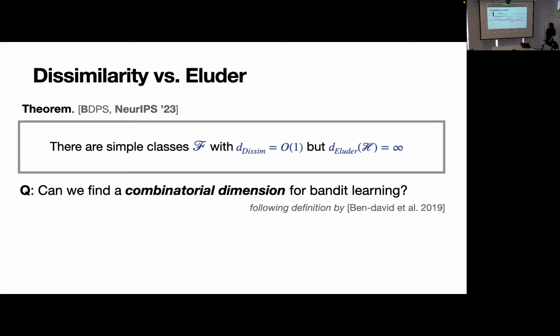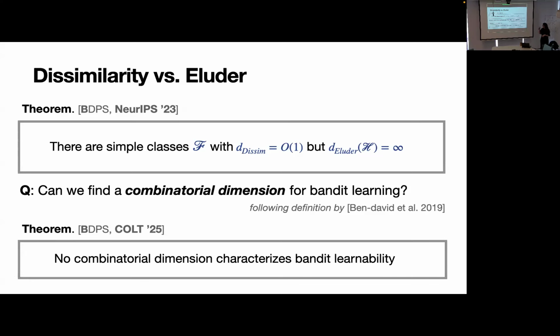Good, but we still know that the dissimilarity dimension is not sufficient either. So this brings up the question: maybe neither of these dimensions is good. Can we come up with some other combinatorial dimension that captures bandit learning? By combinatorial dimension, I'm following a definition by Ben-David et al., a very simple definition, and all of the dimensions in learning, VC, DS, Littlestone, all dimensions you can think of, satisfy this. What we show in a recent work is that there's actually no combinatorial dimension that can characterize bandit learning in this context. So that means we need some more relaxed setting so that we can then approach the problem.